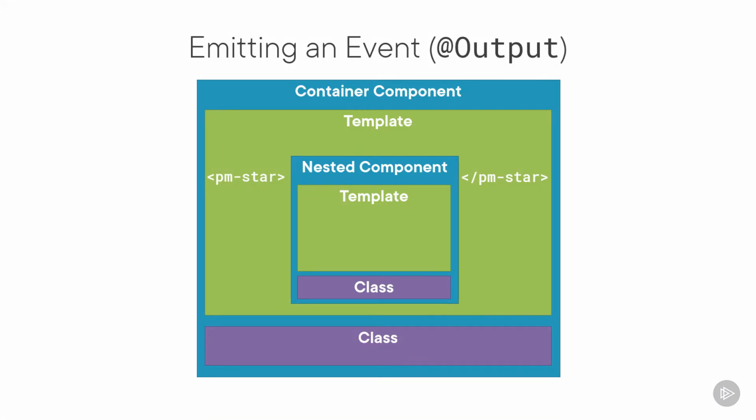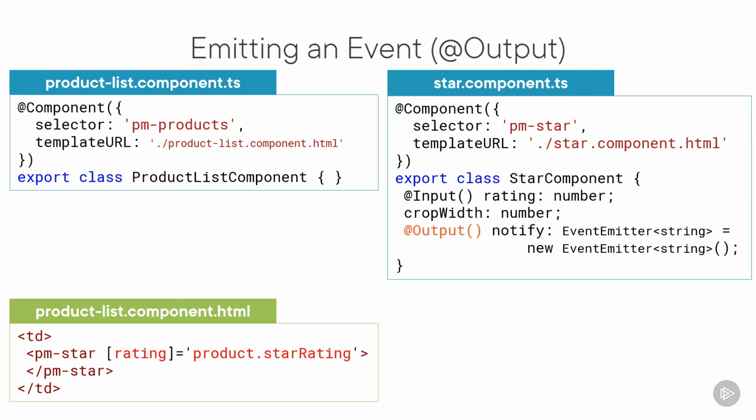We saw how the container passes data to the nested component by binding to a nested component property decorated with the input decorator. If the nested component wants to send data back out to its container, it can emit an event. The nested component must identify a property for that purpose using the aptly named output decorator. We can use the output decorator to decorate any property of the nested component's class. However, the property must be an event. The only way a nested component can pass data back to its container is by emitting an event.